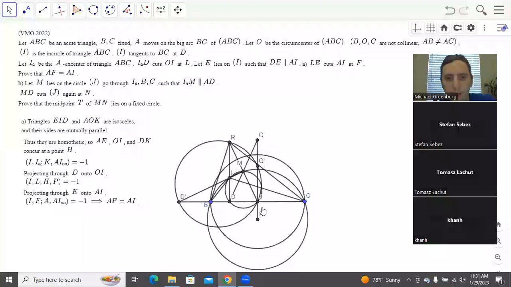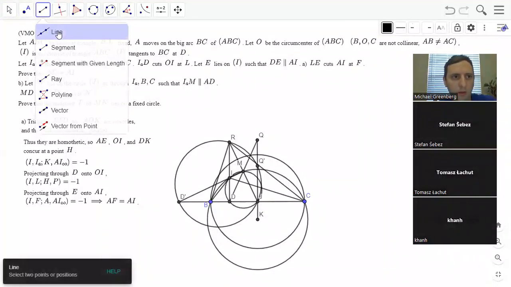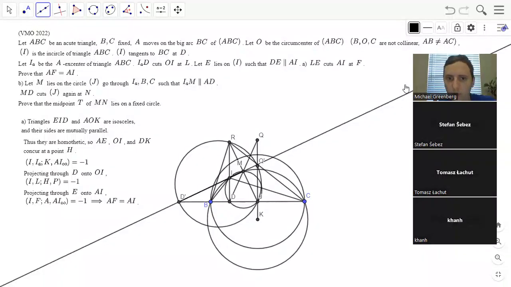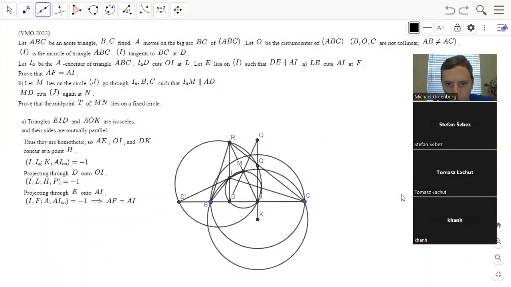Okay, so this is a median. And Q prime, I don't think lies on this. No. I feel like I'm making this harder than it might need to be.